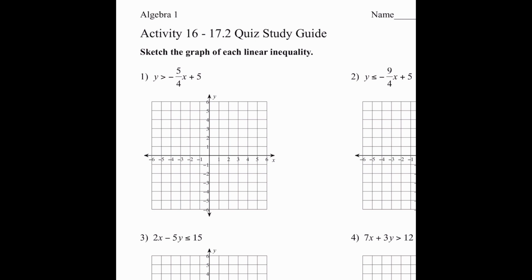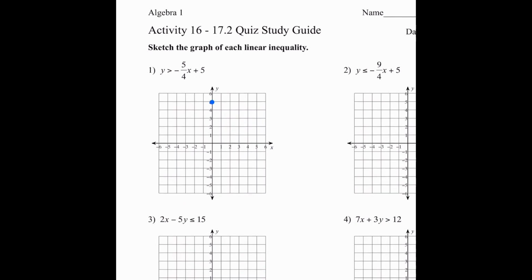Let's get started. When you graph linear inequalities, you want to act like you are graphing an equation. So for instance, 5 is my y-intercept. So that is my first point. And my slope, -5/4, tells me I'm going to go down 5 and to the right 4. So down 1, 2, 3, 4, 5, and over 4. And then I have to decide if my line is going to be solid or dashed. Since there's no line under my inequality sign, my line is going to be dashed.